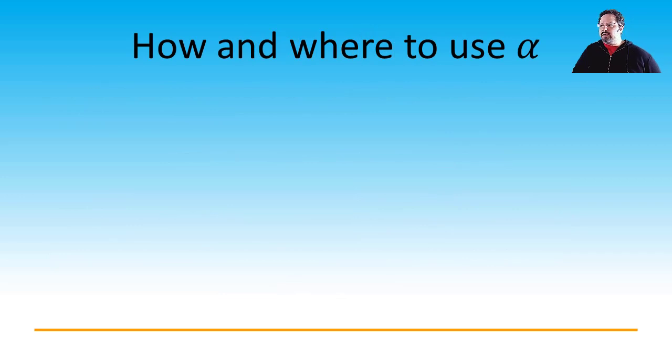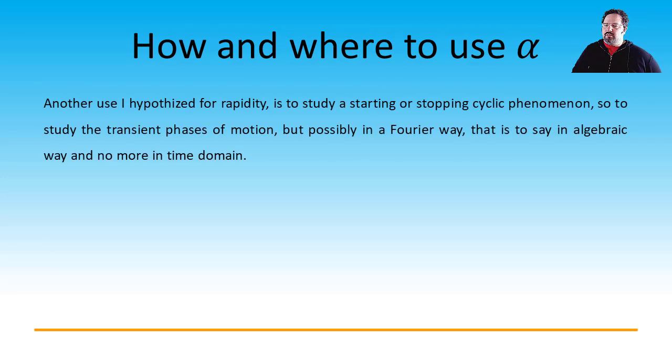So how and where to use alpha? Another use I hypothesized for rapidity is to study a starting or stopping cyclic phenomenon, so to study the transient phases of motion, but possibly in a Fourier way. That is to say, in an algebraic way, and no more in time domain.